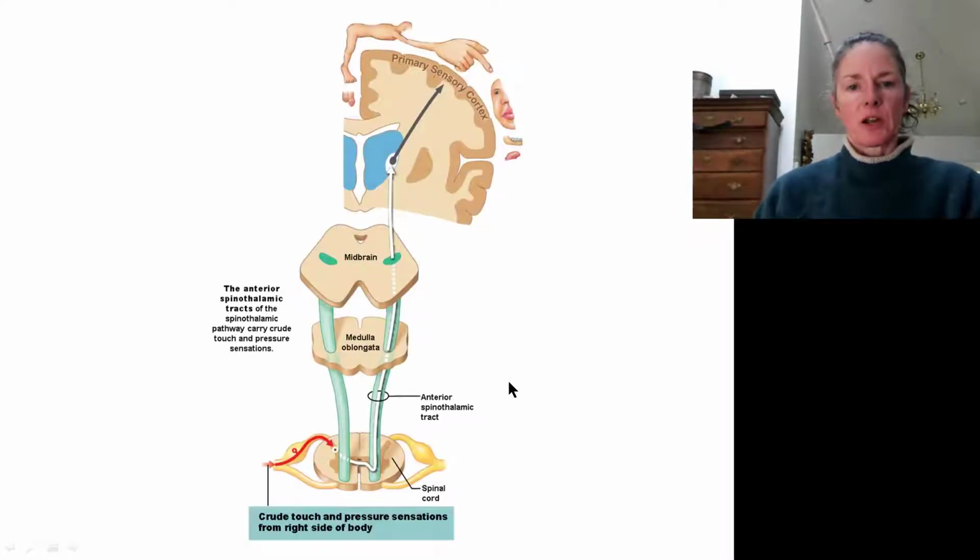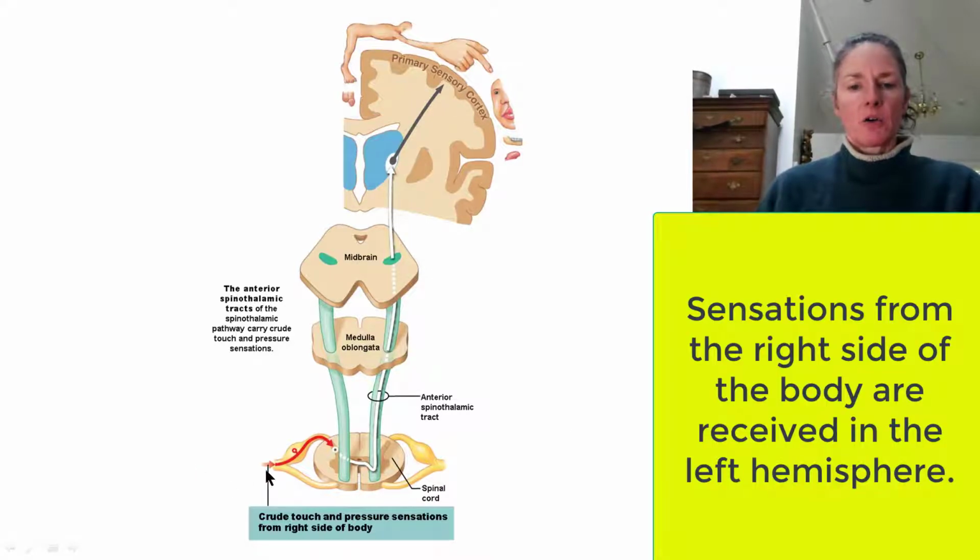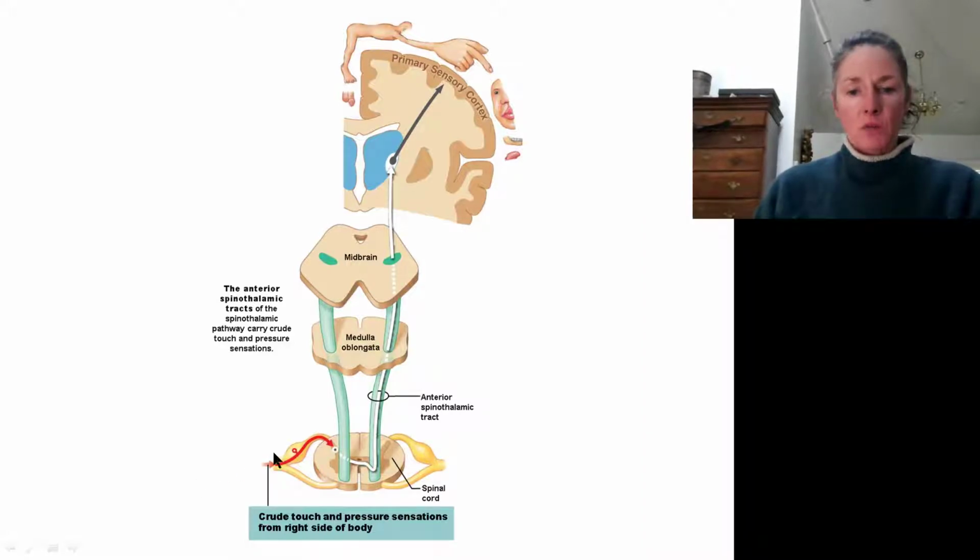primary somatosensory cortex. So if we have a look, here's our first order neuron coming in, and this is the anterior spinothalamic tract, and so this is going to convey information about crude touch and pressure sensations. And so we're on the right side of the body here, so it will be receiving information from the right side of the body and cross over and be processed in the left hemisphere, as we know, because most of these pathways will cross over before they reach the hemispheres, so before they reach cerebral cortex.